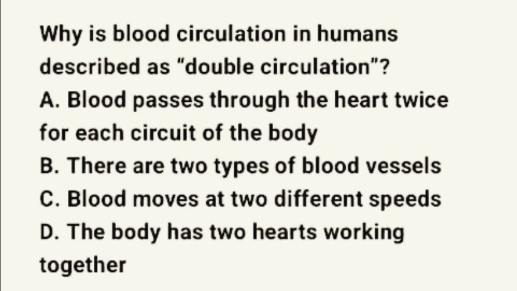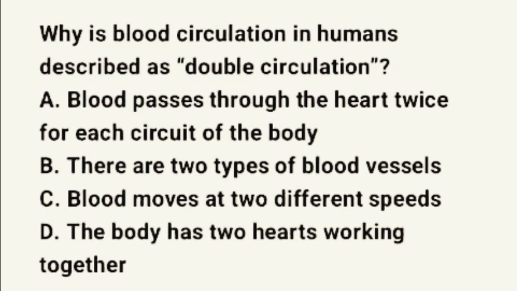Now, the correct option to this question is option A. Blood passes through the heart twice for each circuit of the body. Now, let's give a detailed explanation to this. Humans are warm-blooded animals and need a highly efficient oxygen supply. Our circulation has two loops. One is called the pulmonary circulation and the other is called the systemic circulation.